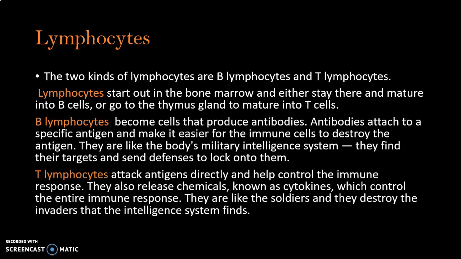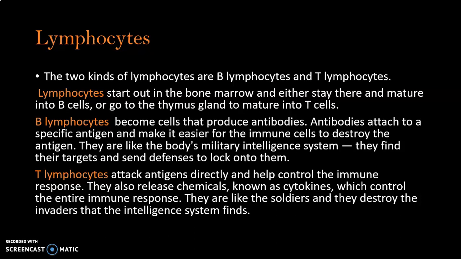The T lymphocytes attack antigens directly and help control the immune response. They also release chemicals known as cytokines, which control the entire immune system. They are like the soldiers and they destroy the invader that the intelligence system finds. As lymphocytes develop, they normally learn to tell the difference between your own body tissues and substances that are not normally found in our body.